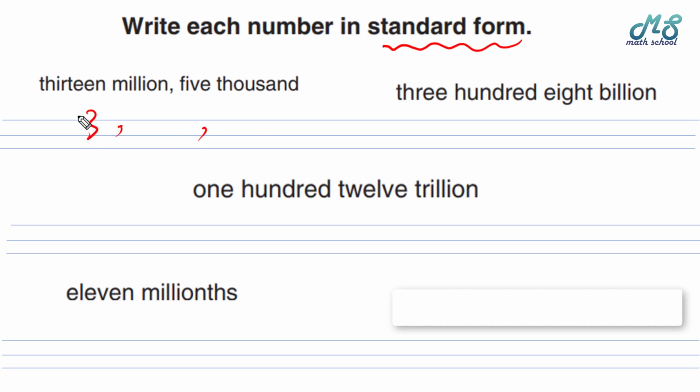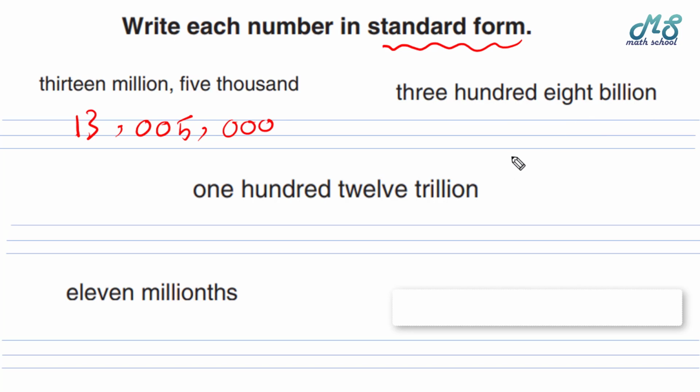Just write 13 in millions, 5 in thousands. What about the ten thousands and hundred thousands? You have to write double zero. What about ones? Triple zeros. So 13,005,000.